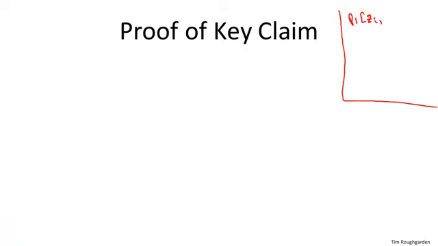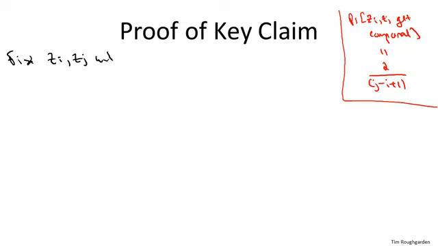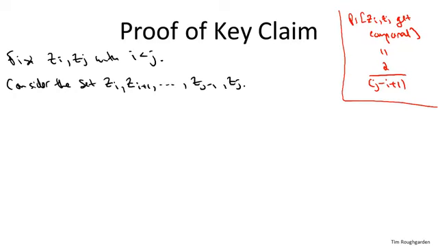So how do we prove this key claim? How do we prove that the probability that zi, zj get compared is exactly 2 over quantity j minus i plus 1? Well, fix your favorite ordered pair. So fix elements zi, zj with i less than j. For example, the third smallest and the seventh smallest element in the array. Now, what we want to reason about is the set of all elements in the input array between zi and zj inclusive. And I don't mean between in terms of positions in the array. I mean between in terms of their values.